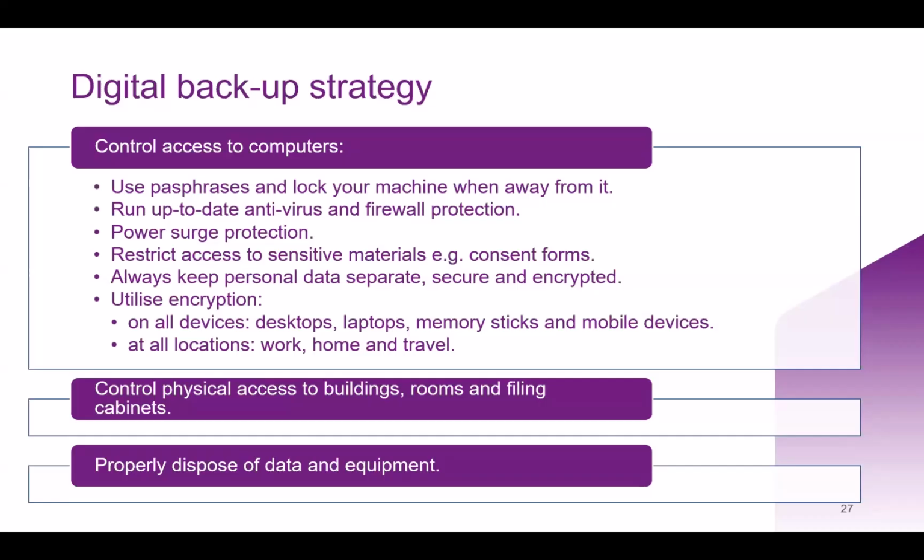Physical security is equally important. Controlling access to buildings, rooms, and filing cabinets that contain research records is also important. If you retain paper records such as consent forms for a defined period, they must be kept in securely locked storage with access limited to authorized individuals only. And finally, data and equipment should be properly and securely disposed of when no longer needed.